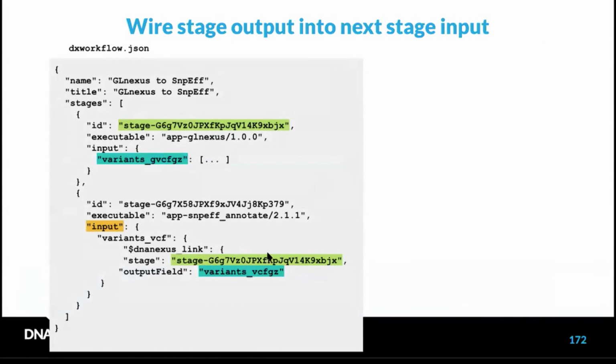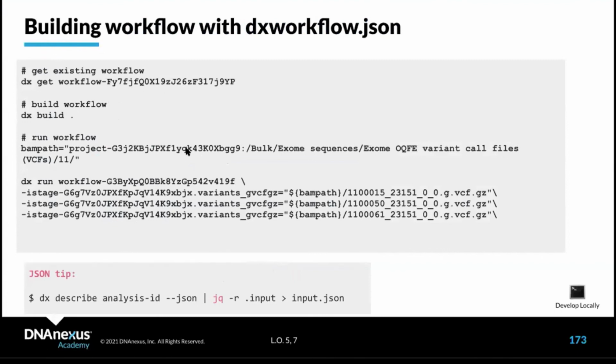So this has been a lot of information, but I just want to emphasize that you can see we've got those different stages of the workflow, and that we can specify in an input a particular stage, which corresponds to here, and the output field as an input to the next stage. Building the workflow with dxworkflow.json is similar. You get into your root folder of your workflow, and then you can run dx build. And then when the workflow is built, we are going to run that workflow, and we are passing in multiple BAM files.